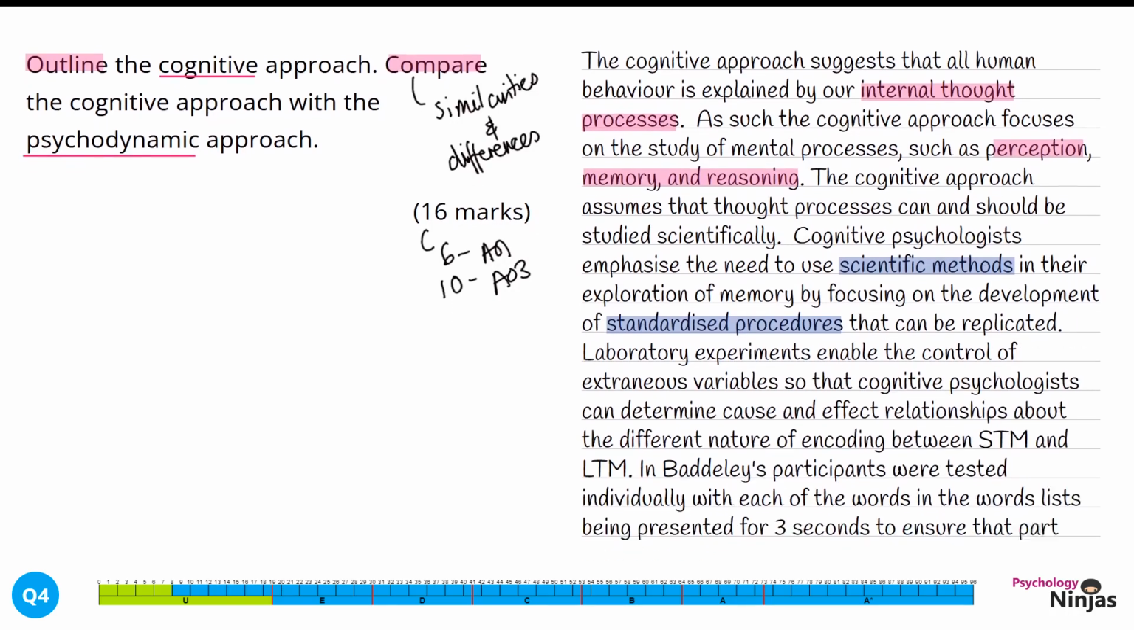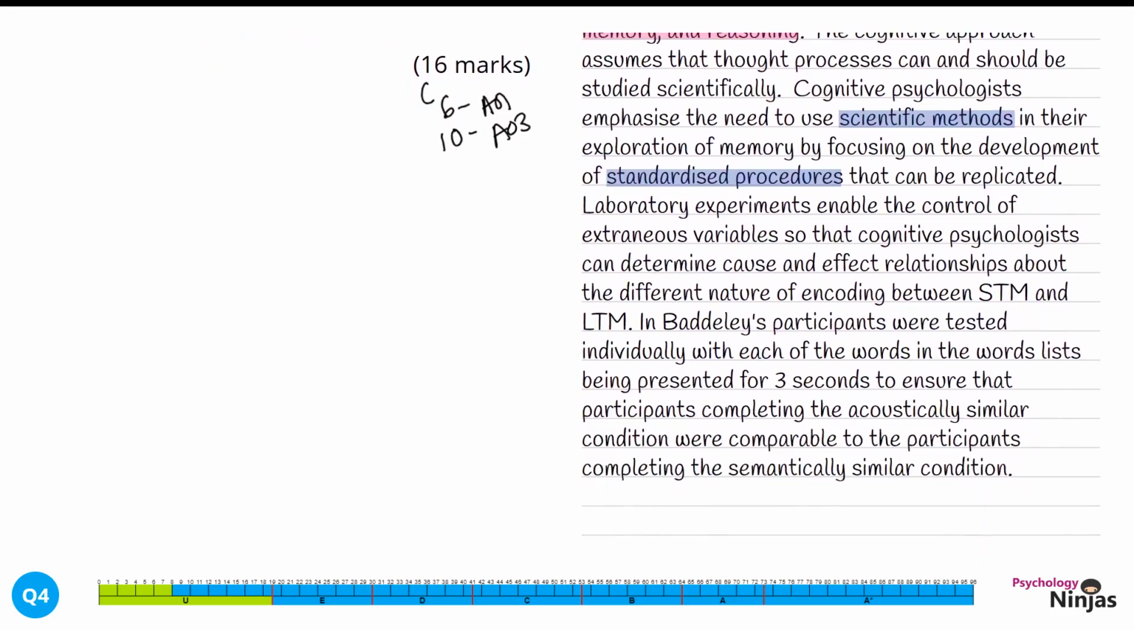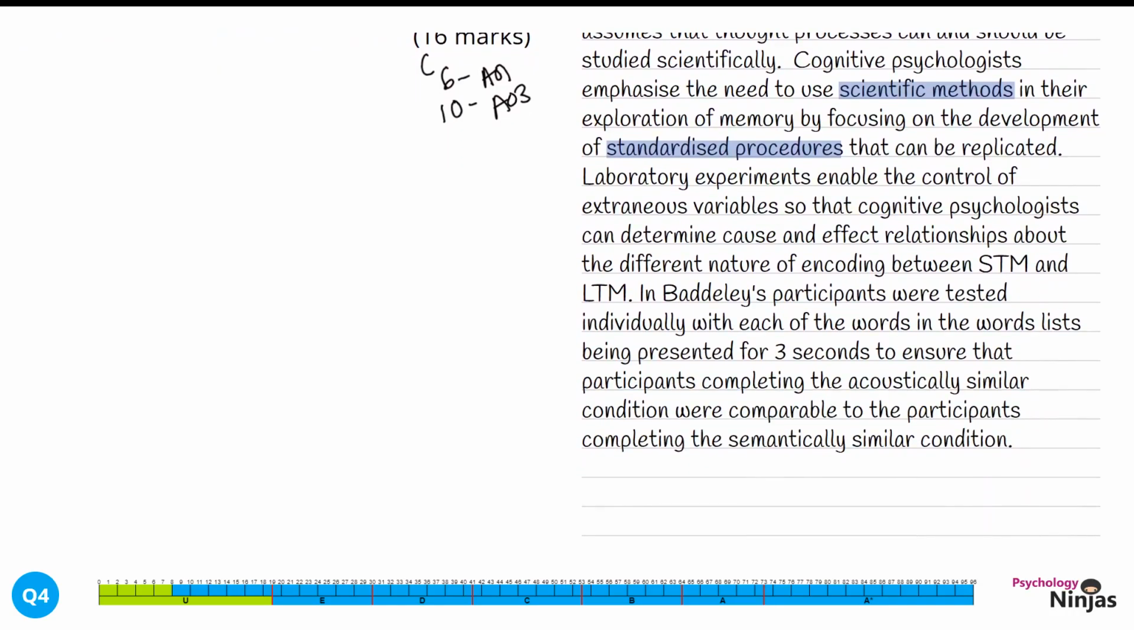Laboratory experiments enable the control of extraneous variables so that cognitive psychologists can determine cause and effect relationships about the different nature of encoding between short-term and long-term memory. In Baddeley's study, participants were tested individually, with each of the words in the word list being presented for 3 seconds to ensure that participants completing the acoustically similar condition were comparable to the participants completing the semantically similar condition.